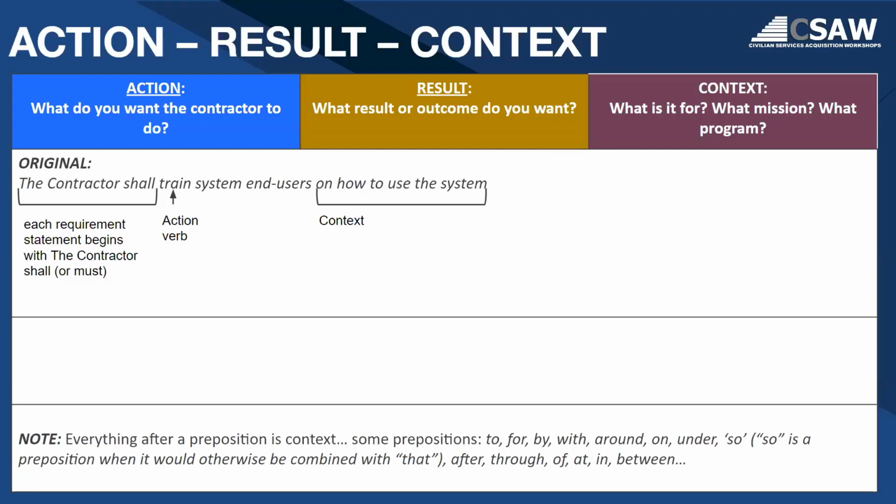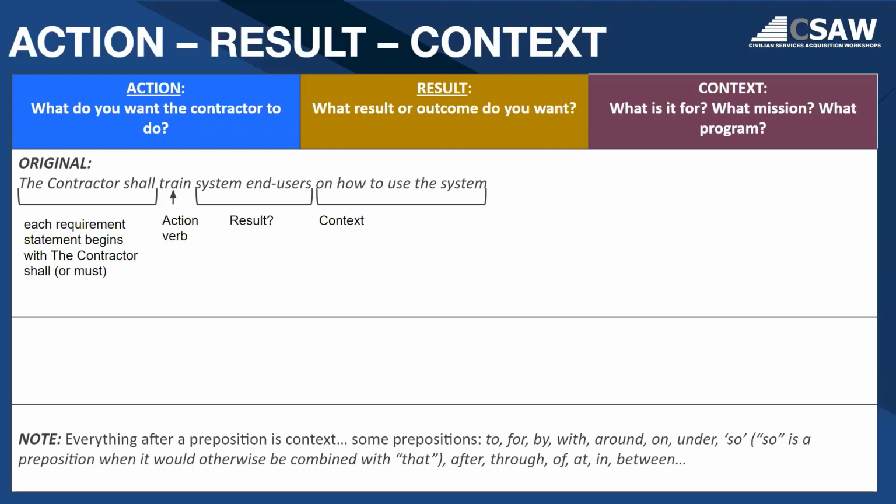All right. So in this model, we have a preposition, on, and you can see down at the bottom there's some examples of different preposition types. But we hit the word on, and that lets us know that everything following on is context, which leaves us with system end users. If we're using this model, then the result here following this model is system end users.